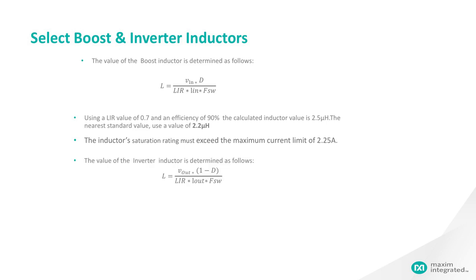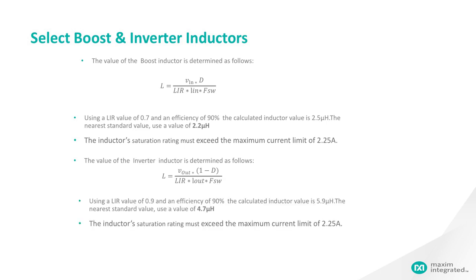The value of the inverter inductor is determined by the following formula, using an LIR value of 0.9 and efficiency of about 90% to calculate the inductor value. The value is 5.9 microhenry, but the nearest standard value used is 4.7 microhenry. Also, the inductor saturation rating must exceed the maximum current limit of 2.25 amps.